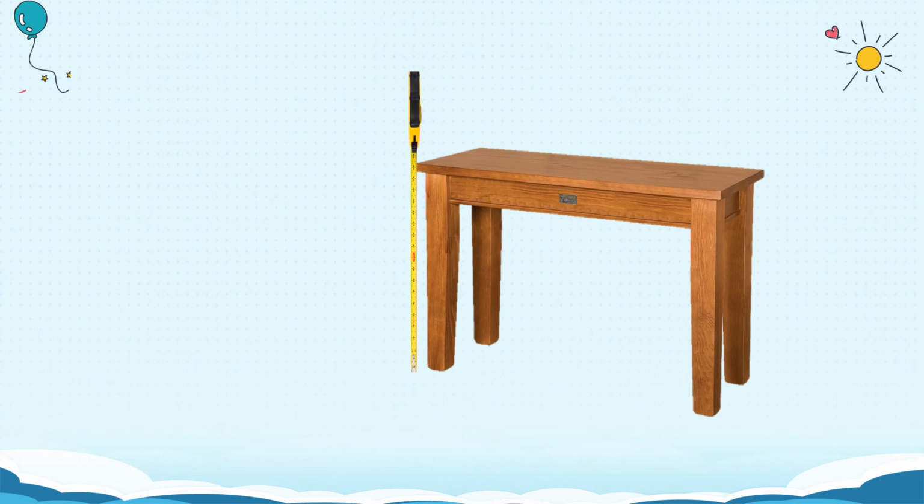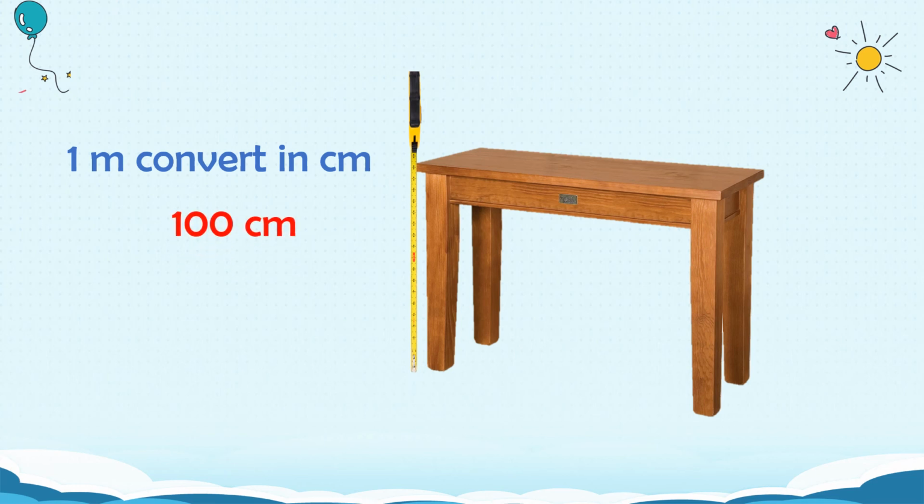So for example, we have the table. The measure of this table is 1 meter. So let's convert 1 meter to centimeters. So 1 times 100 is equal to 100 centimeters.